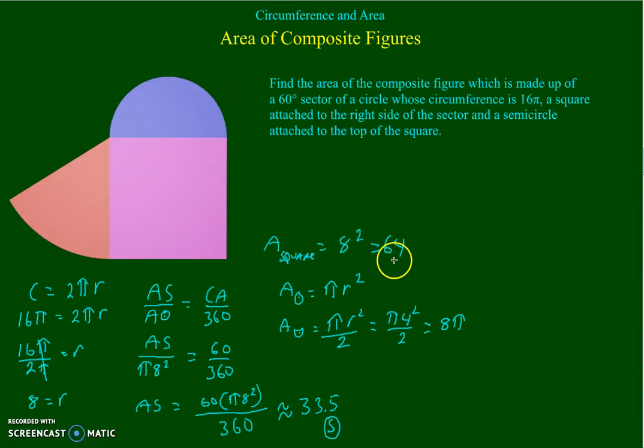Now we have all the information we need to find the area of our composite. So the area of our composite is simply this sector, so it's the S value that we stored, plus the area of the square, 64, plus the area of the semicircle, 8 pi. And if we put this in our calculator, we will get approximately 122.6.